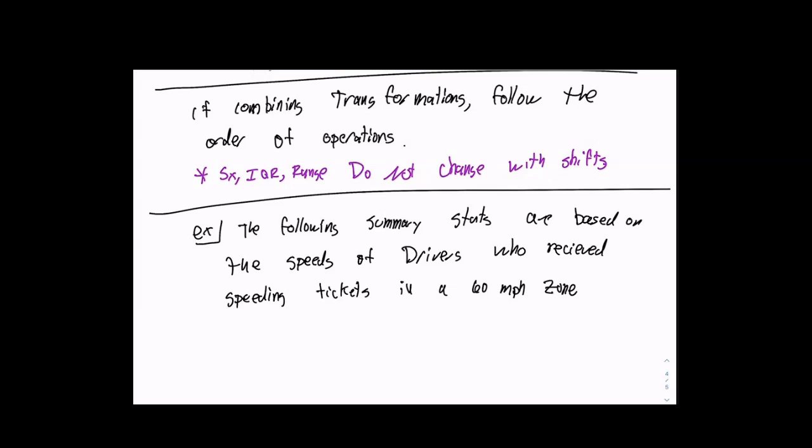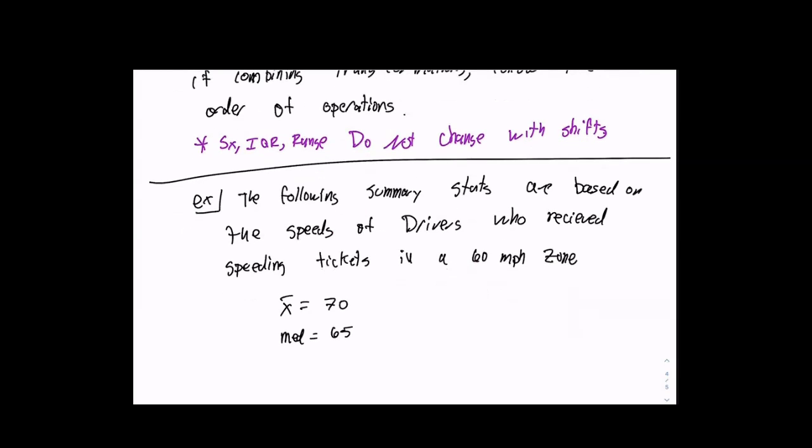So that means that they were driving what? Every single person was driving over 60. So my mean was a 70. My median was a 65. The standard deviation is 3. And the IQR was 4.